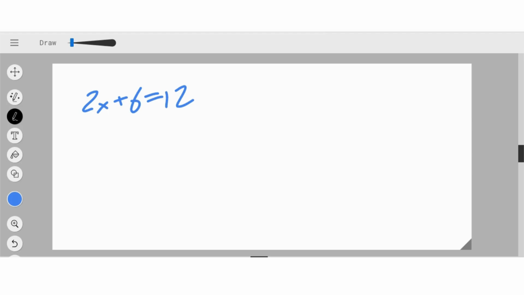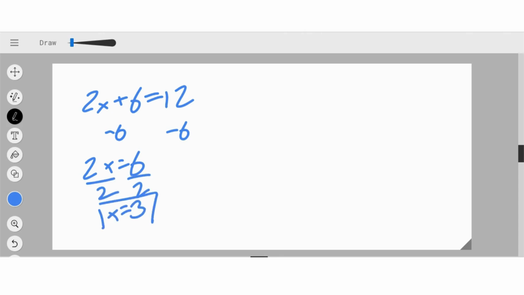So first, we're going to go in the opposite order of PEMDAS. You might have heard of that: parentheses, exponents, multiplication, division, addition, subtraction. We're going to go in the opposite order because we're solving for x. So first we'll do subtraction, subtract 6 from both sides to get 2x = 6, and then we'll divide both sides by 2 to get x = 3, and that's our answer right there.